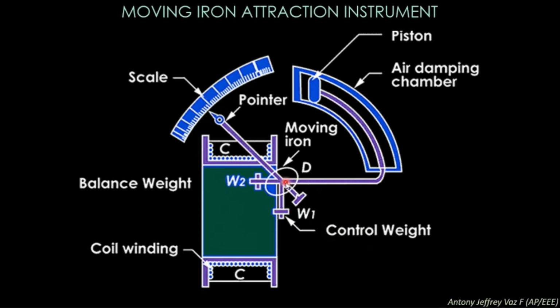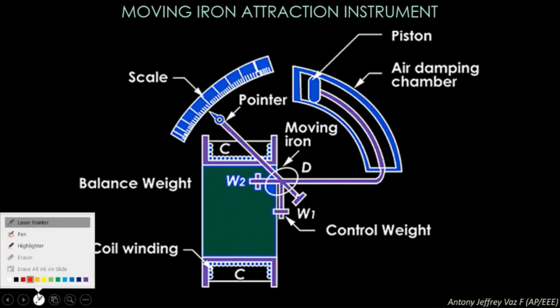The pointer, the control spring, the control weight, and the piston arrangement, everything will be connected on a single shaft. Here is the shaft. In this shaft you will have the pointer, the control springs, the air damping chamber, everything present on the single shaft.